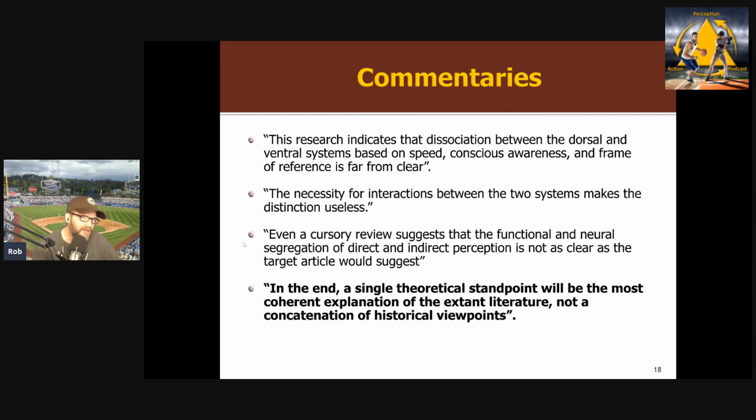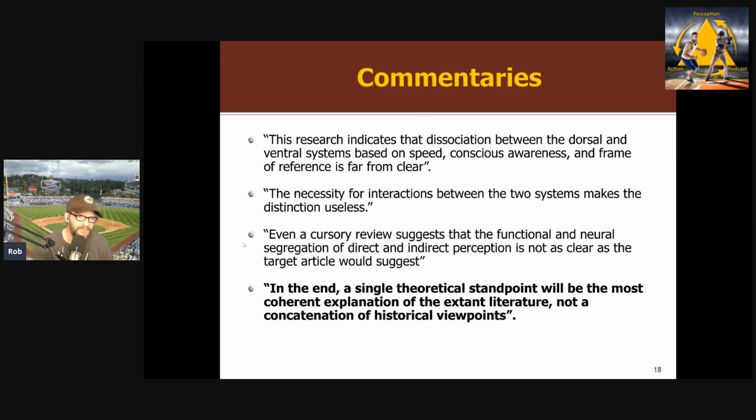And the third one there is a common thing I said: oversimplification. Even a cursory review suggests that the functional and neural segregation of direct and indirect perception is not as clear as the target article suggests. And then the last quote is in agreement with what I think: in the end, a single theoretical standpoint will be the most coherent explanation of the extant literature, not a concatenation of historical viewpoints, right? So for me, I don't see a path to integrating these theories, and I surely don't.